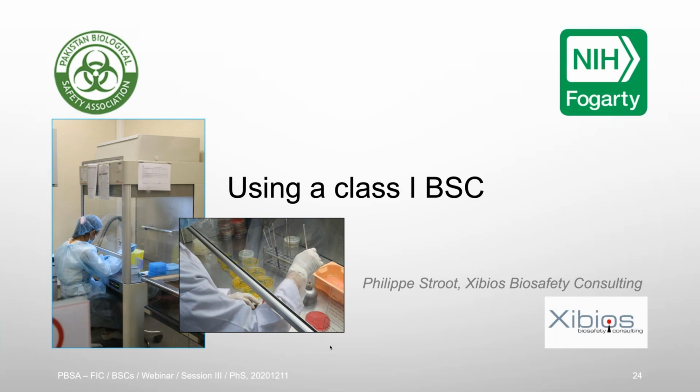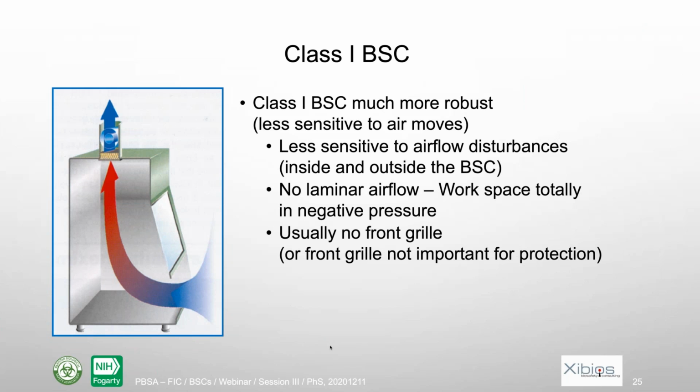The last part is about using a Class I biosafety cabinet, first in a safe manner, but also in an efficient way with respect to product protection as much as we can. This part will be much shorter. Why? Because a Class I biosafety cabinet is much more robust than a Class II. It's much less sensitive to air movements.